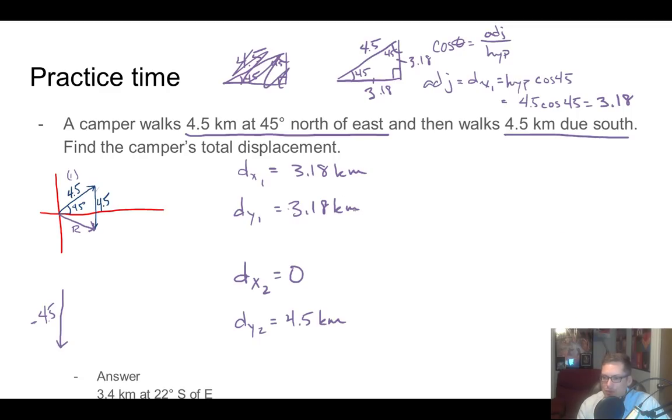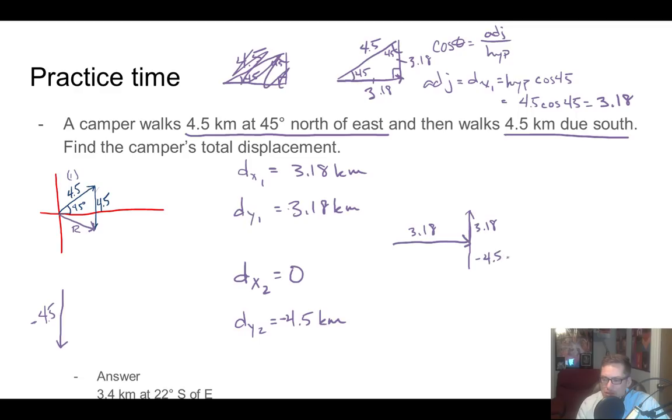Here we go. I need a little bit more room. We're going to add these. There's our 3.18, going to the right. That's our d sub x1. Then our d sub x2 is 0. Our d sub y1 is 3.18, but it's this vector right here, because we have this vector that goes like this, and this vector that goes like this, so it's a positive value, 3.18 this way. And then we go down, so that's negative 4.5, so then we go down negative 4.5 from that spot.